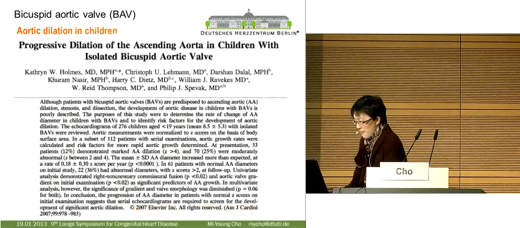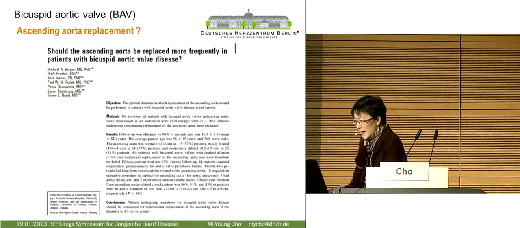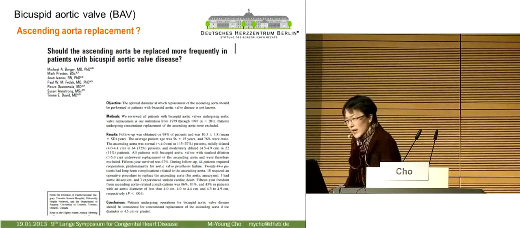But what about children? There's this bigger study, and I think it is one of the only studies about progressive dilatation of the ascending aorta. And she recommended that children should get serial echocardiograms and should be followed frequently. So when should the ascending aorta be replaced, or should we replace it more frequently? This was the question Michael Borger asked when he was in Toronto.